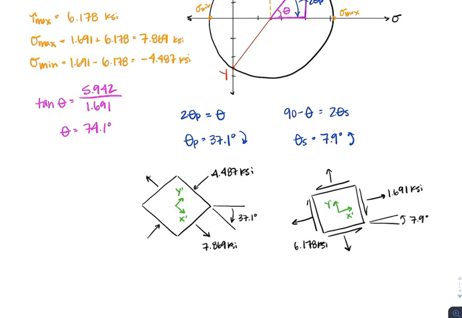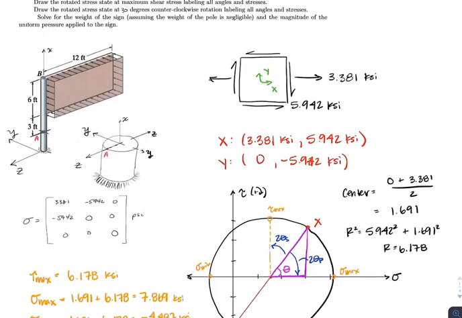And then the same thing for our max shear stress. We have the max shear based on a counterclockwise rotation of 7.9 degrees. And then even though we have max shear stress, we also still have a normal stress on each face, which is going to be our center location, which is 1.691 KSI. So now that we have those two, we can move on to part 3 of our problem.